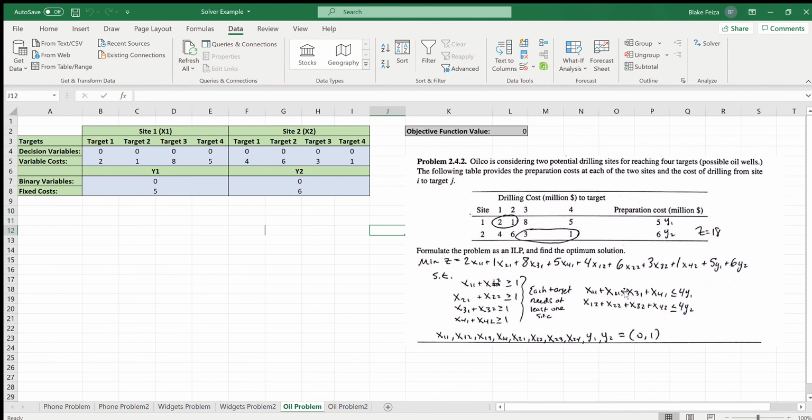So this just says if we're using site 1, we have to account for all of that. And then for site 2, it's x sub 1,2 plus x sub 2,2 plus x sub 3,2 plus x sub 4,2 less than or equal to 4 times y2. And then last but not least, in this case, we have all of our x's and our y's binary, because you're not going to make more than one path from a site into the target. So it's either 0 or 1 for those.